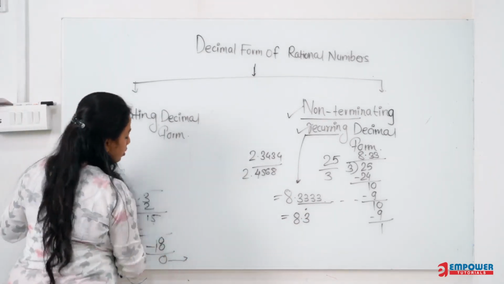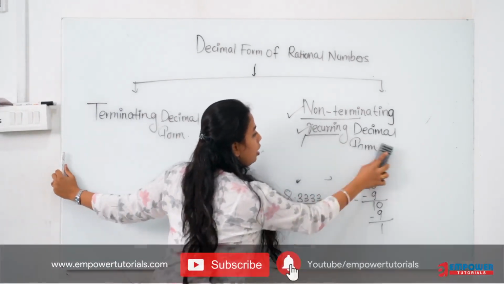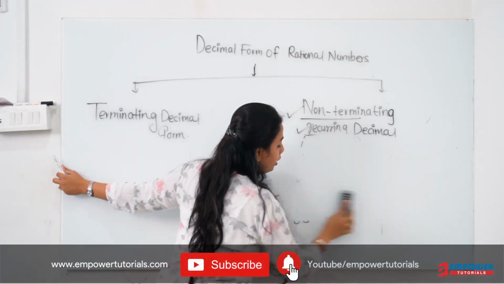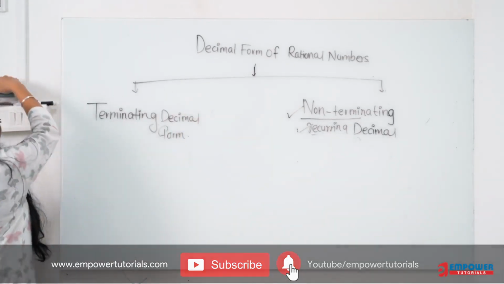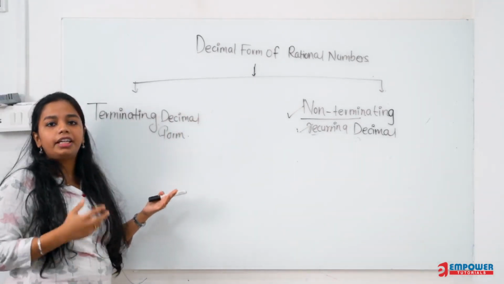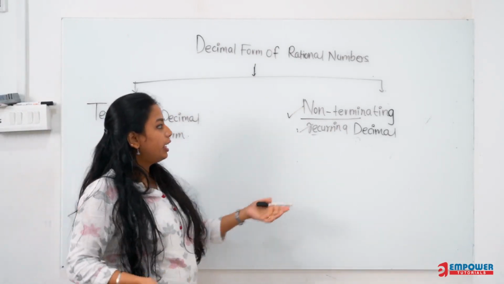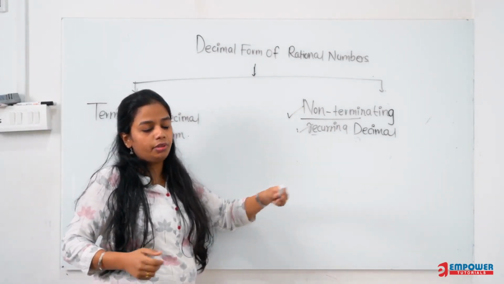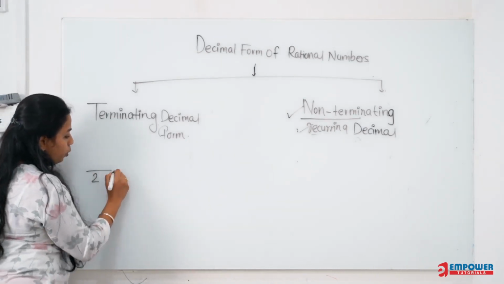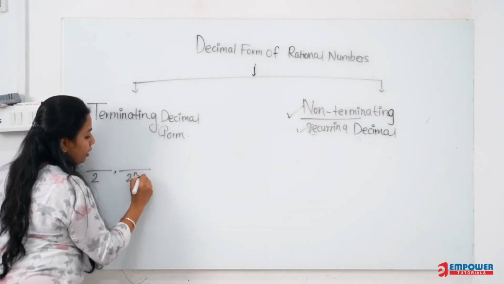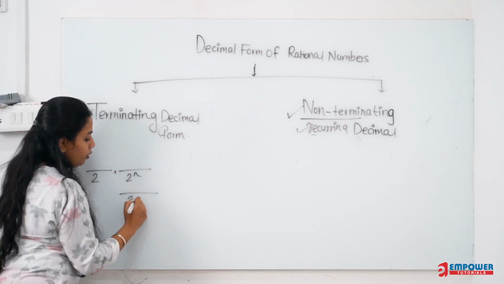Now how to identify in which case I will get the remainder as 0 at some point, or the terminating decimal form, and in which case I will get the non-terminating decimal form. So when you have in the denominator 2 or 2 raised to n, 2 raised to n means a multiple of 2.